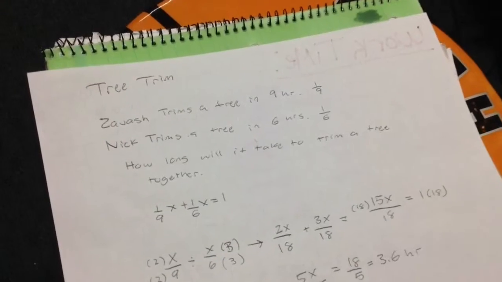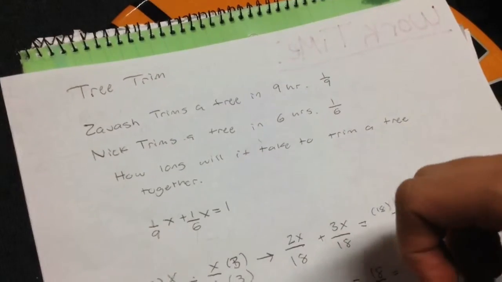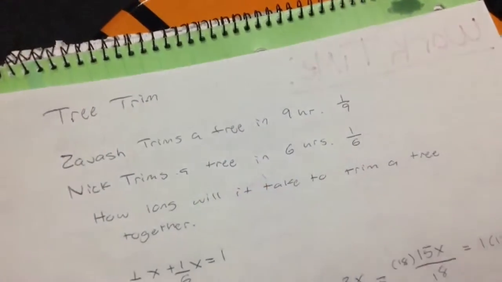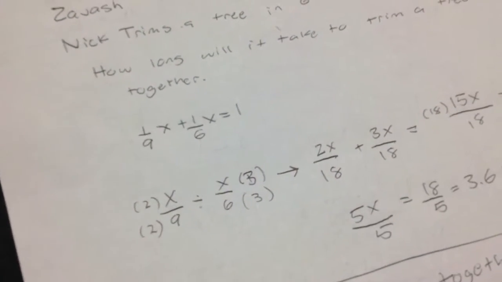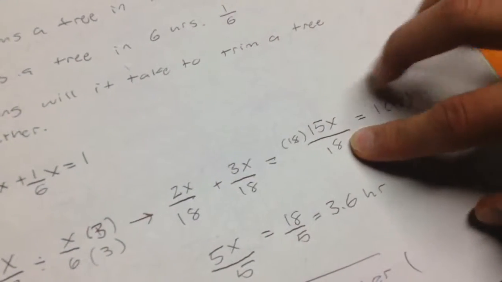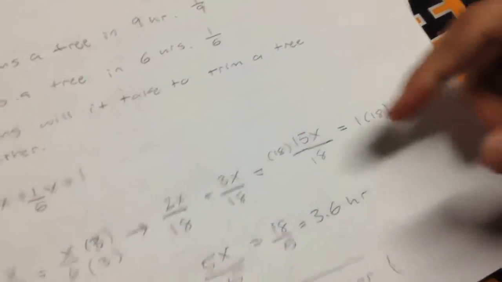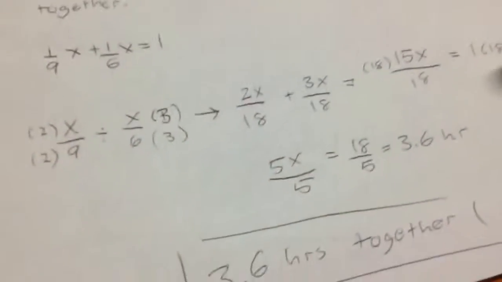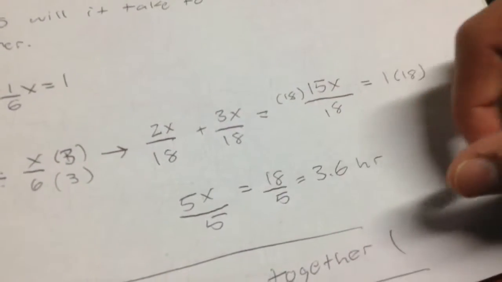This is the tree trim problem. Zavash trims a tree in 9 hours, and Nick trims a tree in 6 hours. Figure out how long it takes to trim a tree. How long will it take to trim a tree together? This is the equation I got. So first thing I have to do is find a common denominator, which I did here. And then I add it together, and the common denominator is 18, so I have to multiply both sides by 18 to cancel out. And then I got 5x equals 18, and I divide it by 5, and I get 3.6 hours together.